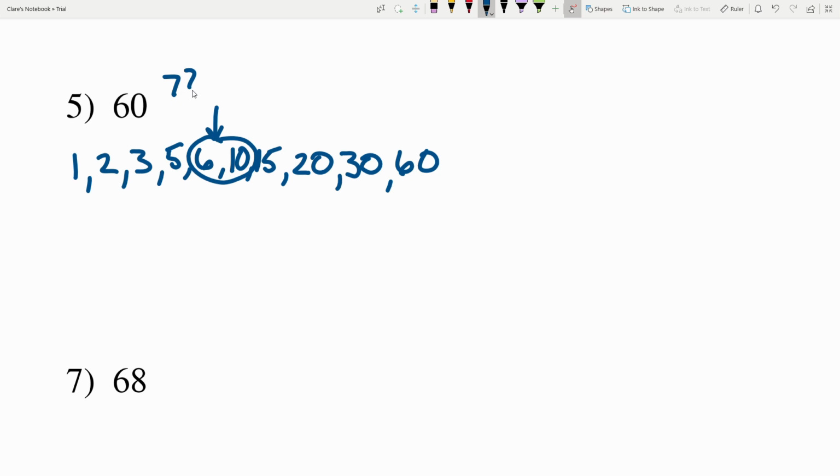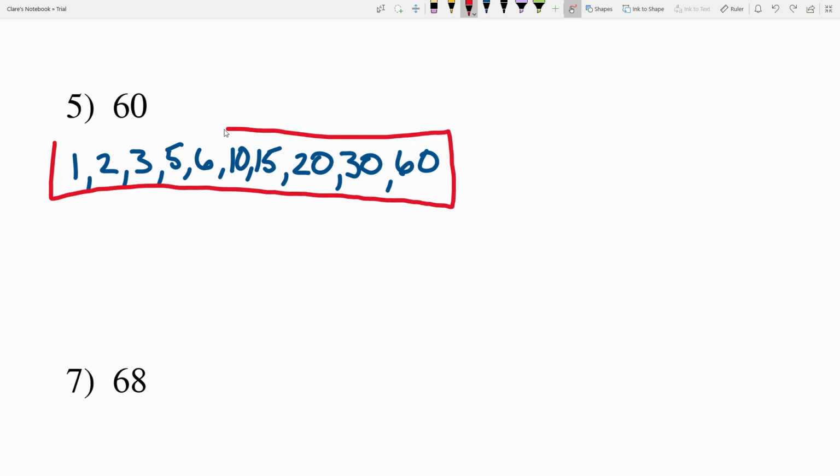Does 7 divide into 60? No. Does 8 divide into 60? Nope. 8 doesn't divide into 60 either. How about 9? The easiest way to know if 9 divides into 60 is to add 6 to 0, which gives us 6, and if 6 is divisible by 9, then 60 is divisible by 9, which it's not. So 7, 8, and 9 do not divide 60. Therefore, I have all my factors listed out. 1, 2, 3, 5, 6, 10, 15, 20, 30, and 60.